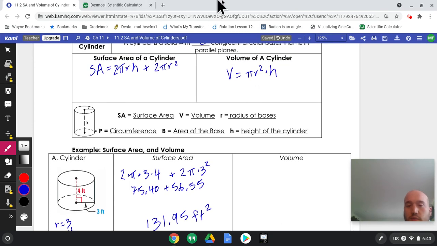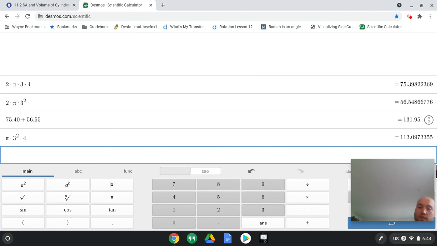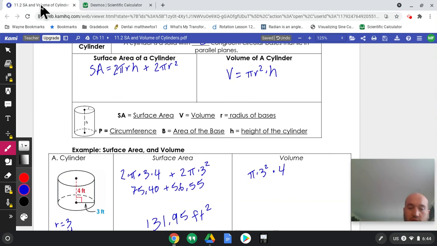Okay, now the next one, pi r squared times h. So once again, that's just pi times 3 squared times our height, which is 4. So pi times, what did we say, 3 to the second, and then times the height of 4, and we'll get 113.097, so we round up 113.10. And don't forget your label, which in our case here, since it's volume, feet cubed.